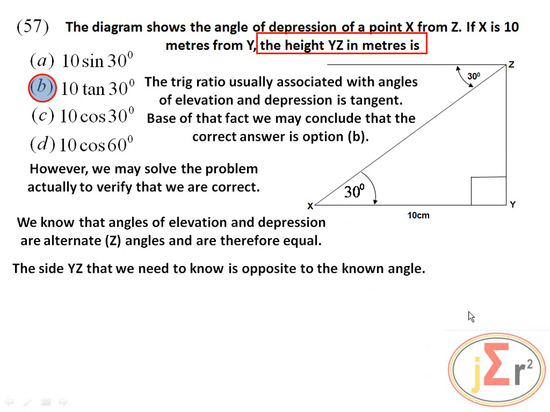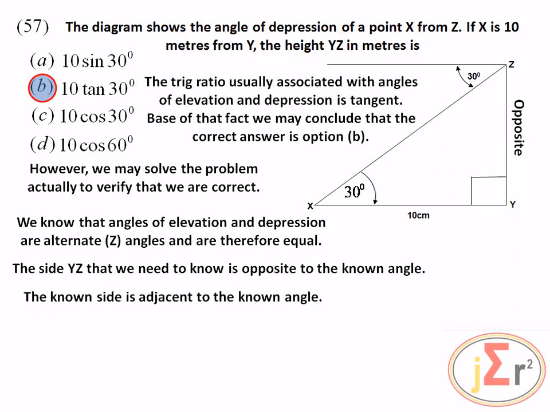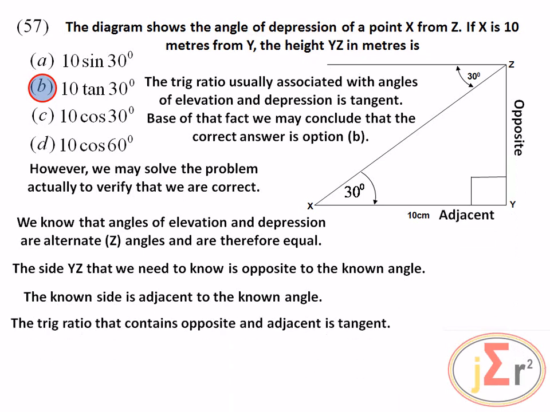Let's go straight ahead. The side YZ that we need to know is opposite to the known angle. It is opposite. The known side is adjacent to the known angle. Adjacent. The trig ratio that contains opposite and adjacent is tangent.